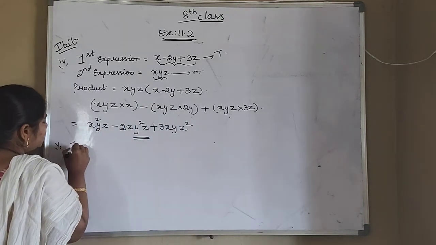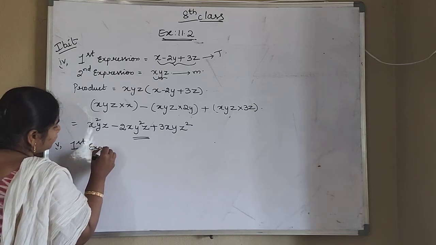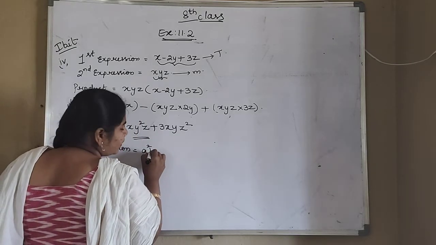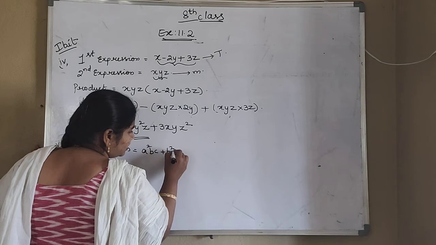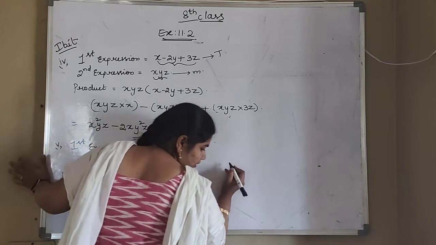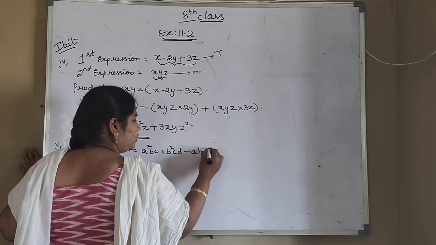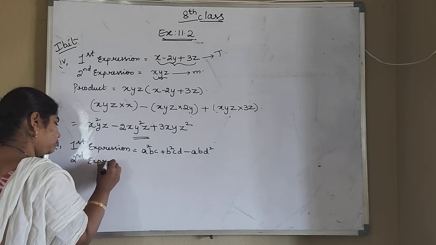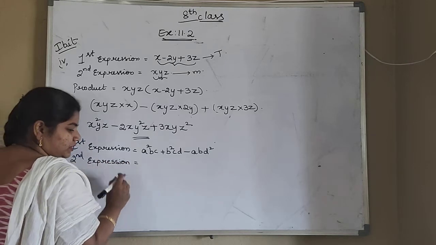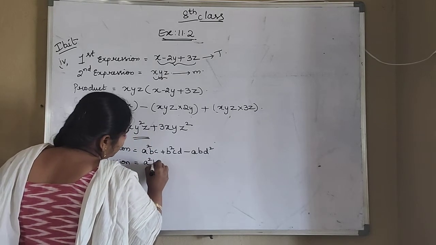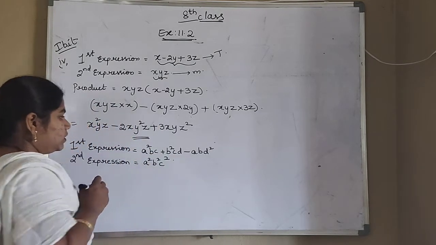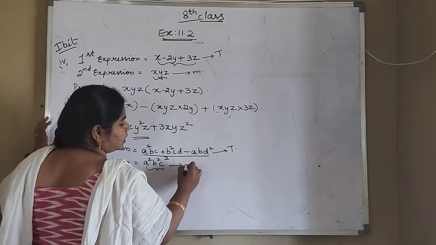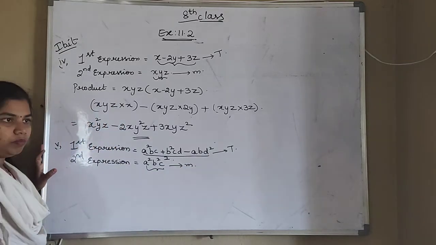So fifth one. The first expression is a square bc plus b square cd minus abd square. And the second expression is a square b square c square. Here the first expression is a trinomial and the second expression is a monomial. So we are doing monomial times trinomial.